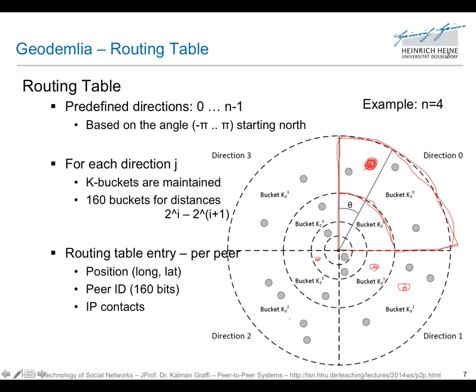So what do we have to remember? We can define how many directions we want to have. We calculate the directions starting with 0 to n minus 1. In each direction, we have these 160 buckets for distances as we had before, and every bucket has k entries again. And now, what is in this routing table? What is such an entry? About every peer, we know the position, the peer ID, and its contact, how we can communicate with him.